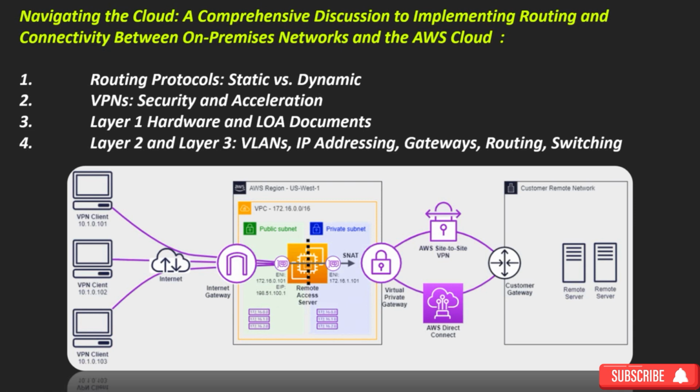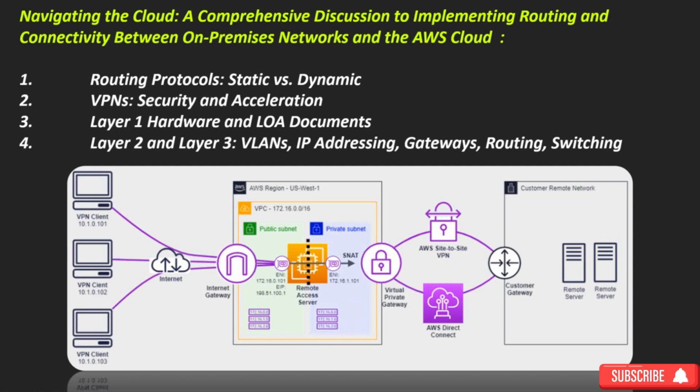As I told in the earlier lecture part, routing is the backbone of network communication. So choosing the right routing protocol is very crucial here. Static routing provides simplicity, while dynamic routing protocols like BGP, the Border Gateway Protocol, offer scalability and adaptability, as I told. So the choice depends on the specific needs and the complexity of your network.